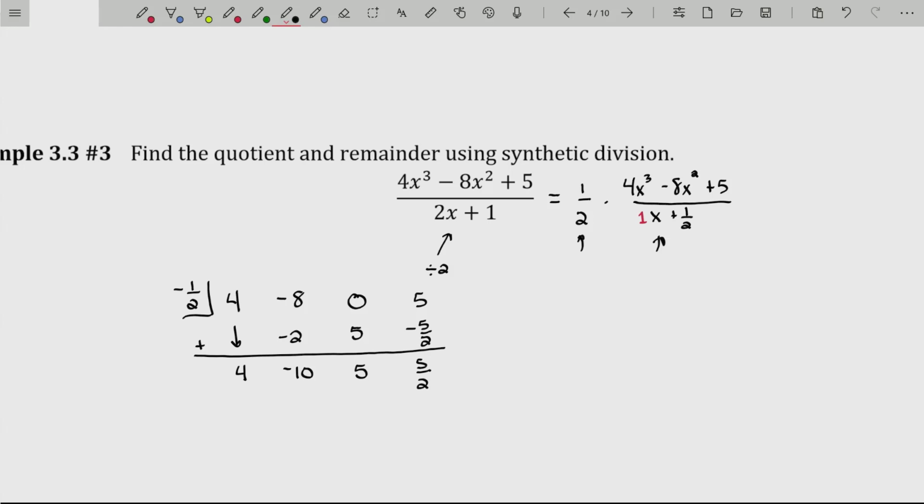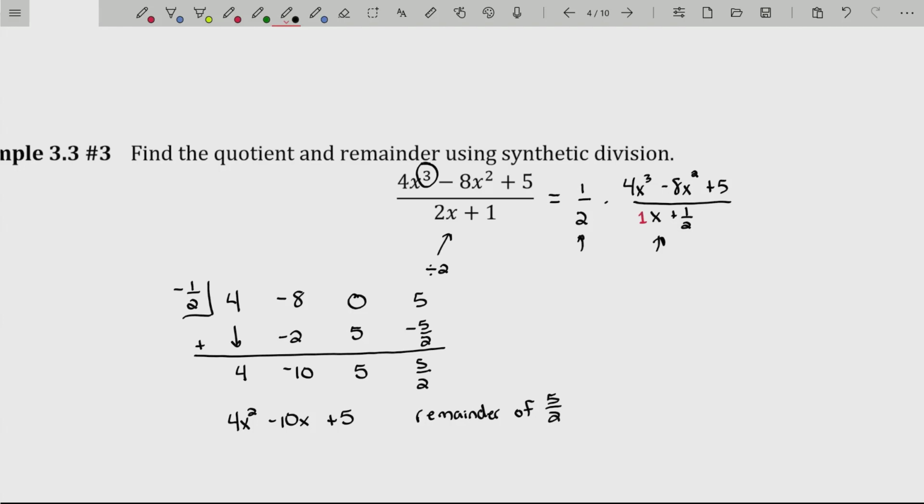All right. So this tells me that it looks as though, I should say, our quotient is 4x squared, because the original power is x cubed. It looks like our quotient is going to be 4x squared minus 10x plus 5. In that we have a remainder of 5/2. That's what it looks like. However, it's actually not true. Don't get me wrong, it's close, but close is only good in, what is it, horseshoes and hand grenades? Like, it's not good enough.